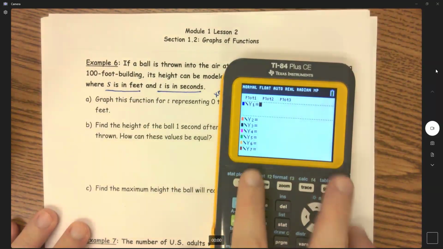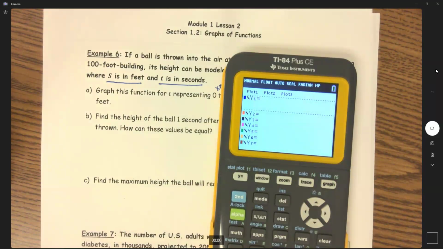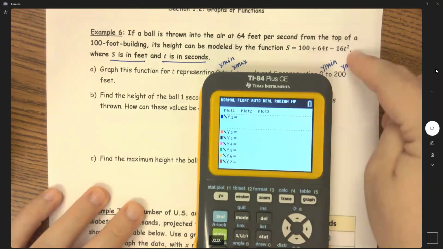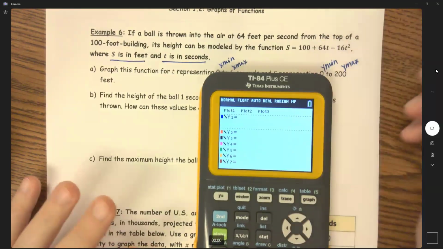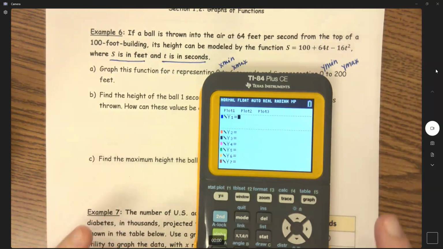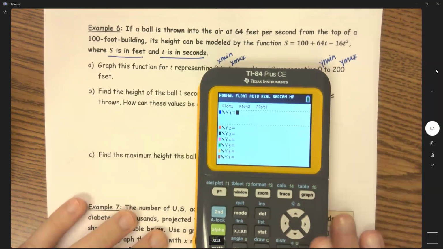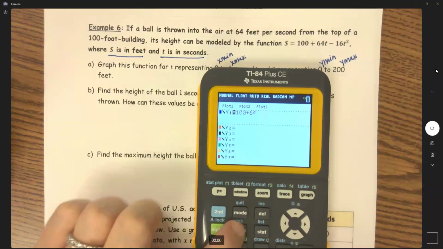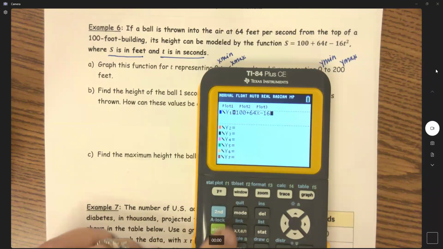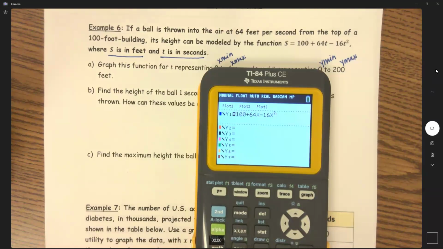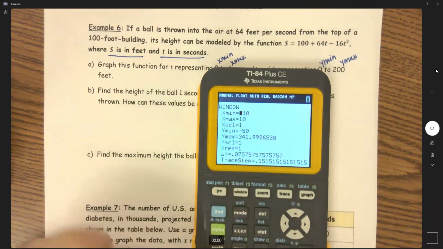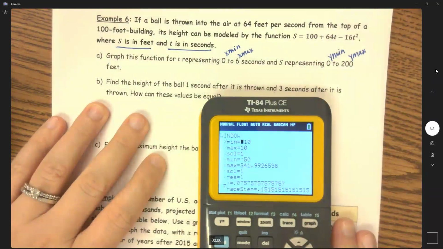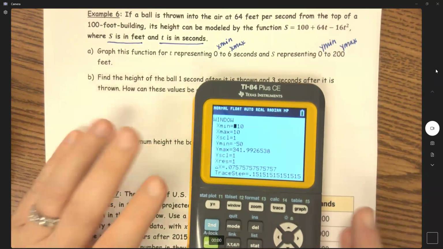So going to y equals, and I cleared out my function. And I am typing this in. I am just putting in x where I see t. That just means my variable. So 100 plus 64x minus 16x squared. Now, if I graph, I'm not going to be in the correct window, so I need to go to window here and change my numbers to the graph it wants me to do.